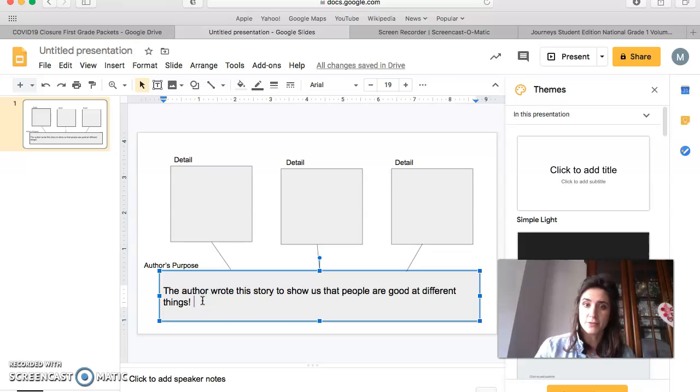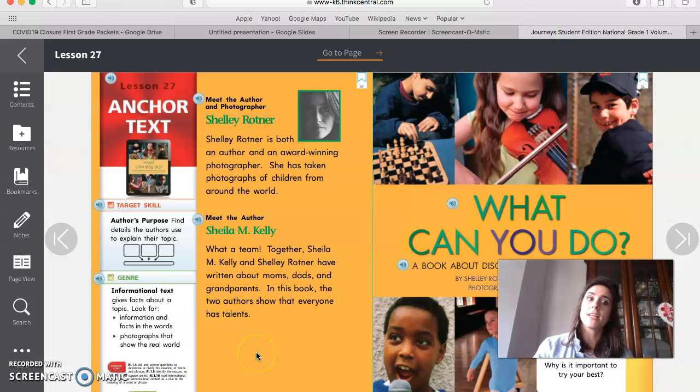I thought the main idea for this story was the author wrote this story to show us that people are good at different things because we're not all good at the same thing, right? Also, if you have not yet looked at the video earlier this week where we read this story aloud, please go ahead and do that right now and then come back to this so you have an idea of what we're talking about, okay?